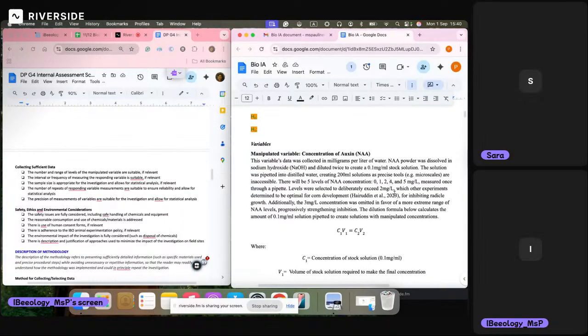I think I'm skipping 3 milligrams per liter. What's the reason? Do you have a reason? My teacher advised me to skip 3 so I could get to the extremes for inhibition. Like I wrote below, levels were selected to exceed 2 milligrams per liter, which other experiments determined was optimal.